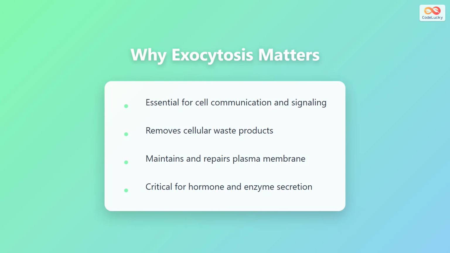Understanding why exocytosis matters helps us appreciate its importance. First, it's essential for cell communication and signaling. Cells need to send messages to each other, and exocytosis enables this by releasing signaling molecules. Second, exocytosis removes cellular waste products, keeping cells healthy and preventing toxic buildup. Third, it maintains and repairs the plasma membrane by adding new membrane material during the fusion process. Finally, exocytosis is critical for hormone and enzyme secretion, which regulate countless processes in your body from digestion to growth.